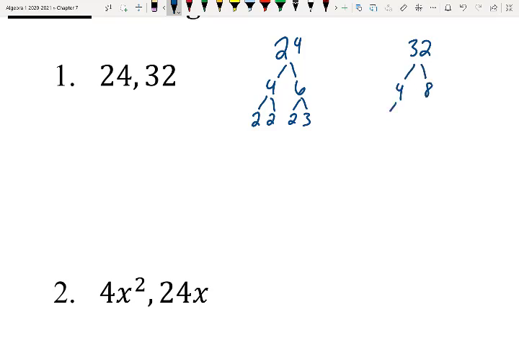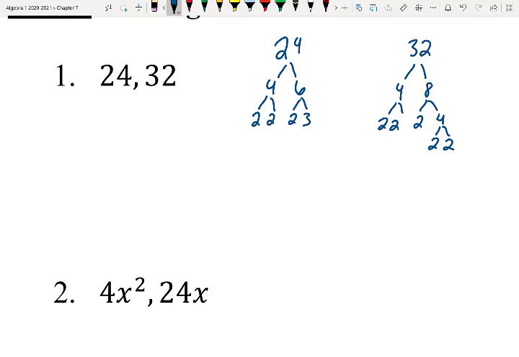If I did the same thing for 32, depending on how you want to visualize that, it could be 4 times 8, where 4 is 2 times 2, 8 is 2 times 4, and then this last factorization here, 4 is 2 times 2. So I have 1, 2, 3, 4, 5 2's in 32. And then 2 times 2 times 2 times 3 is my factorization for 24.